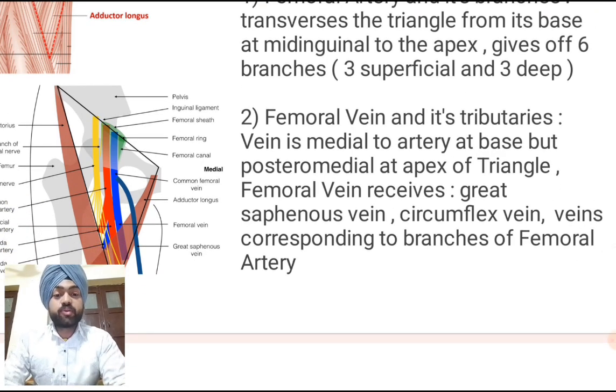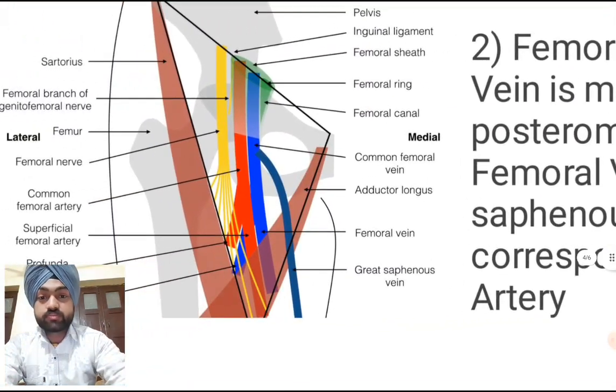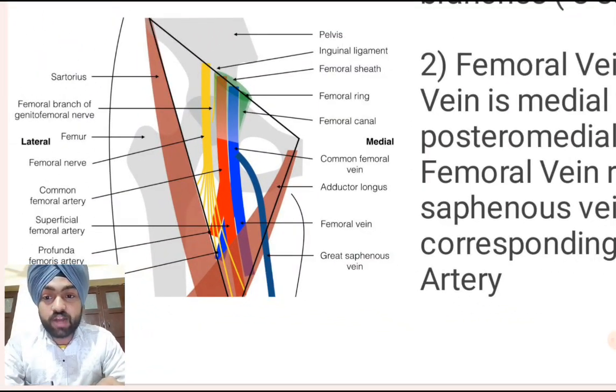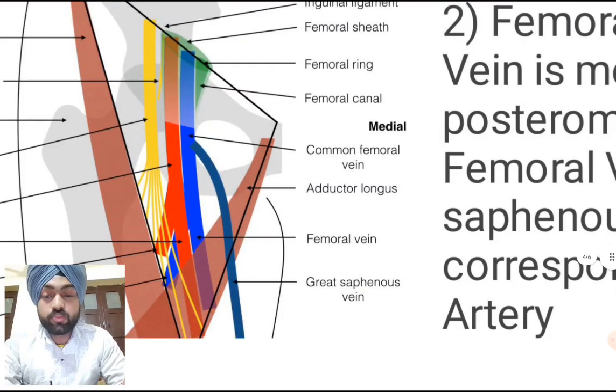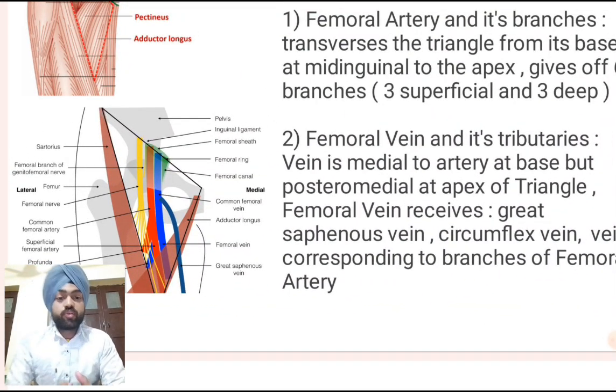Femoral vein and its tributaries. The vein is medial to the artery. As you can see, the femoral artery in red, and medial to that there is the femoral vein in blue. So the femoral vein is medial to the femoral artery. Just remember this, because this diagram is so important. The contents of the femoral triangle are literally important.